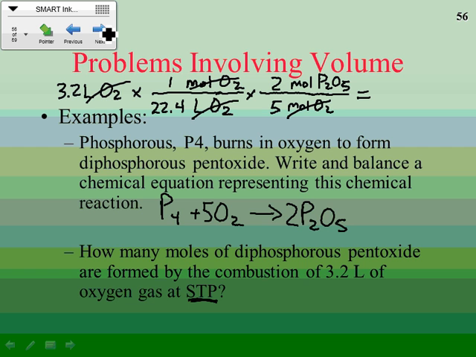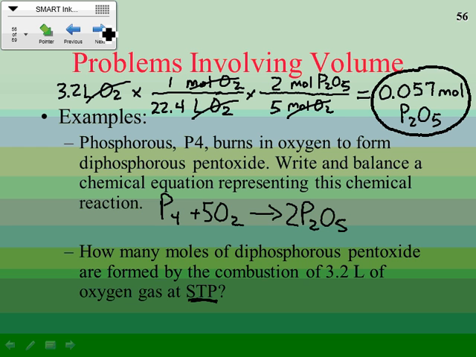Okay, so 2 sig figs, right? So I'm getting 0.057 and then some other stuff, but the other stuff doesn't matter because we just need 2 sig figs. Am I right? Yep. Okay. Of P2O5. There you go. All right, so that's that.